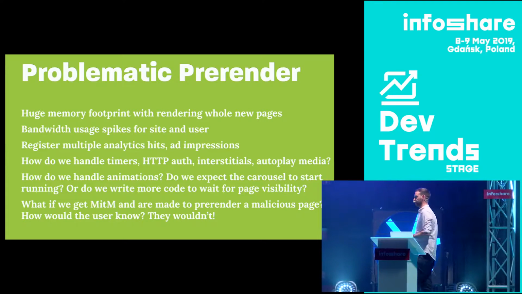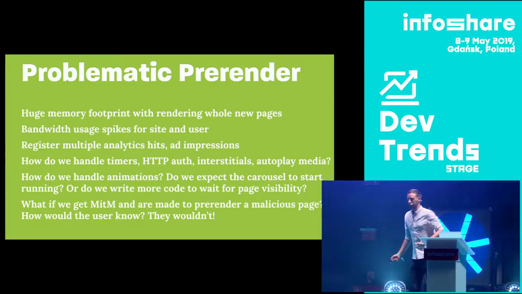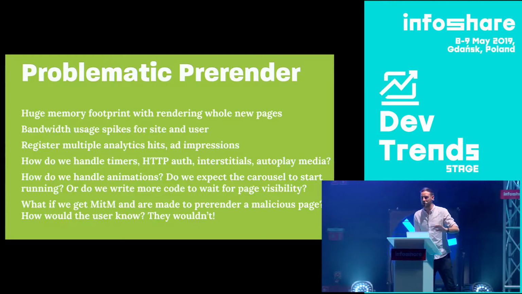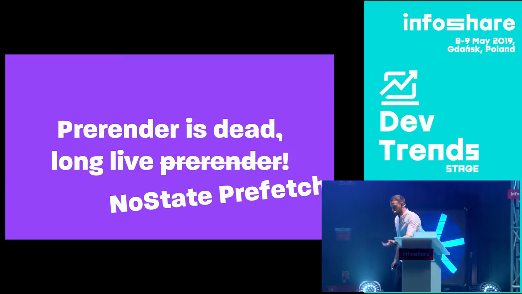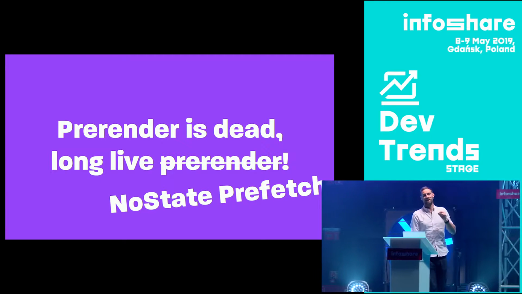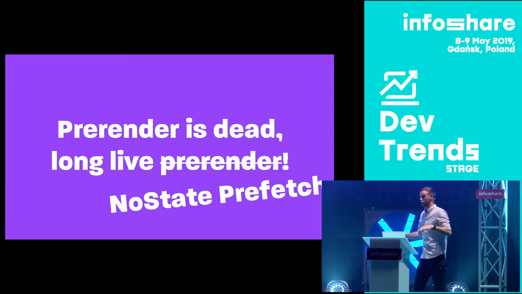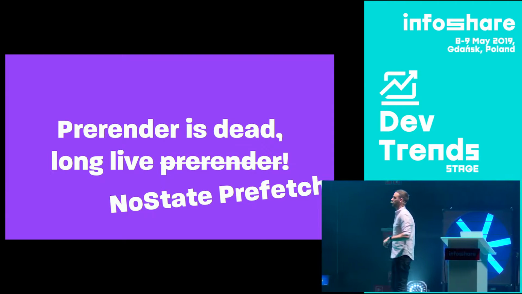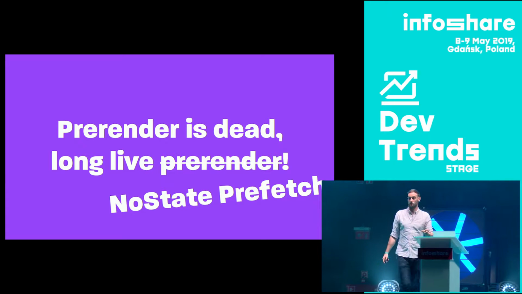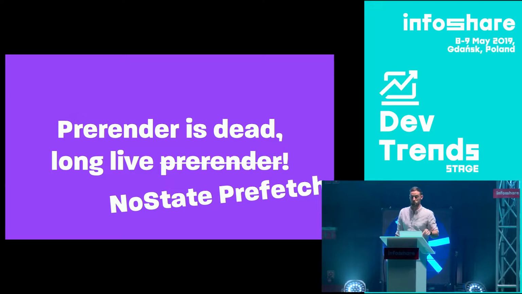Prerender is dead. But not really. They brought it back and called it something else, which is nowhere near as catchy. It's now called NoState Prefetch. But not quite, because everybody started using prerender, people started using the syntax, and it exists all across the web, so they decided to keep the same syntax. So you still type link rel equals prerender.